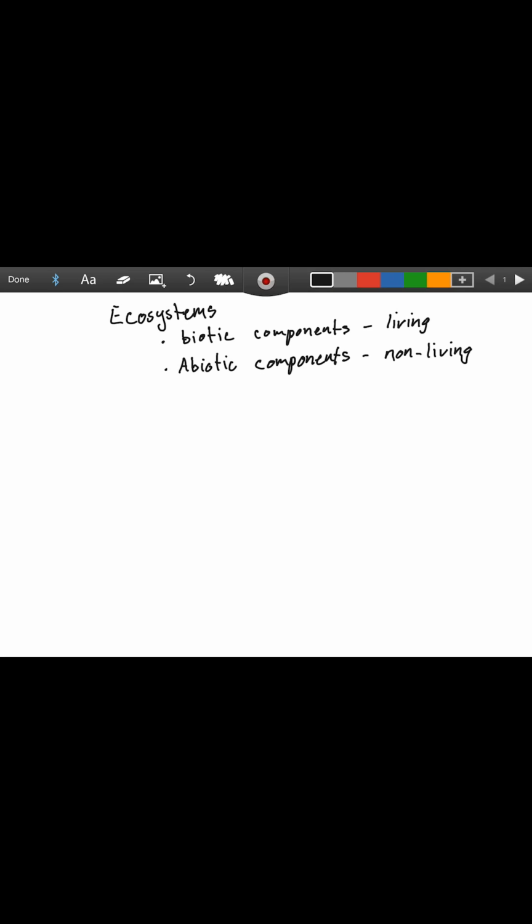I want to focus now on habitats. Now, one of the trickiest things for students to understand is the difference between ecosystems and habitats. So, let's try to understand the difference. When we talk about habitats, we are going to be focusing on the living aspect of an ecosystem.